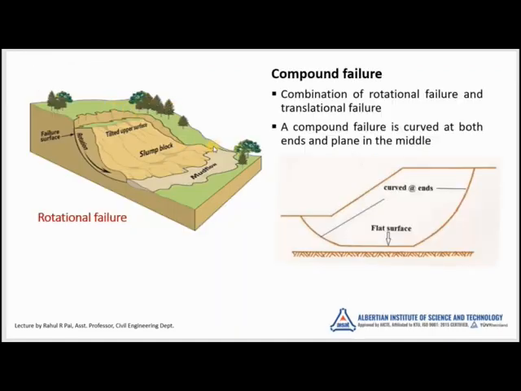So here in this figure you can see a rotational failure is very beautifully depicted, how it occurs, how that entire mass slides down and moves in the downward direction. And next is a compound failure. Compound failure is a combination of two failures, rotational failure and translational failure. So here in the figure you can see in the compound failure, the ends of the slope are curved and the bottom is a flat surface. So this is an example of compound failure.